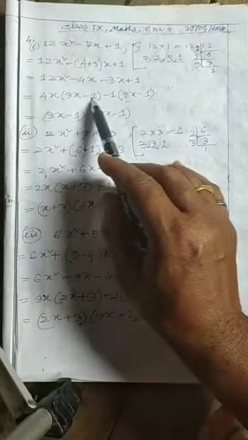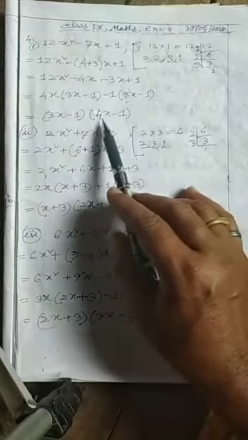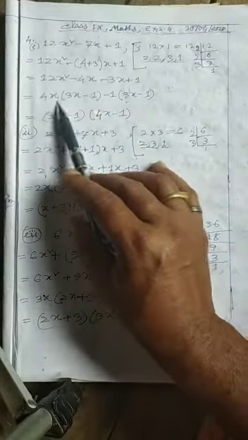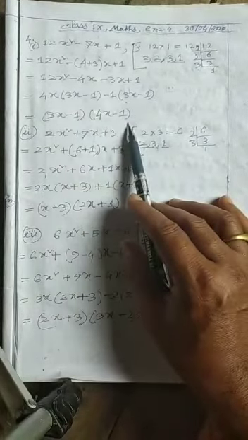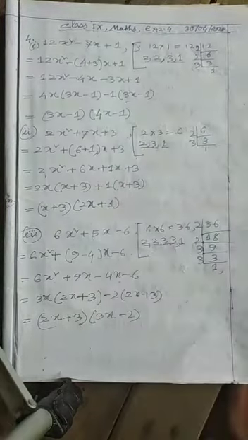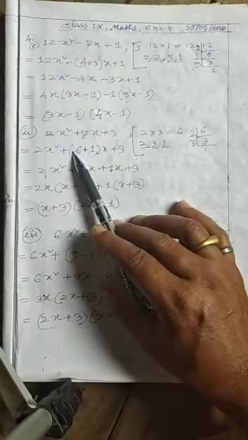Now from these two terms, 3x minus 1 and 3x minus 1, you take common. And this one, 4x minus 1, 4x minus 1. This is the factor. Now come to the next question.